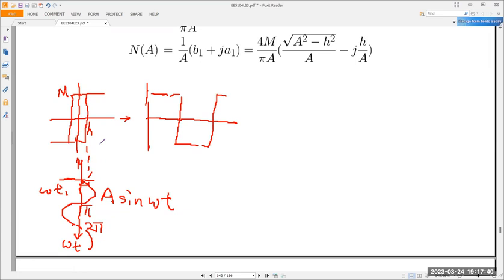So which means here should be omega T1. And it's obvious here, when it is very positive, should be pi plus omega T1.